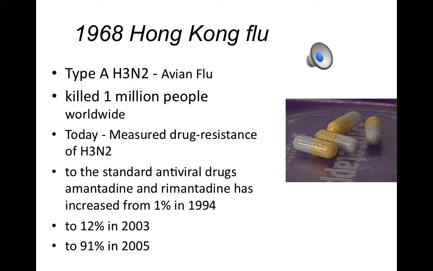And eventually we do start to see the use of antivirals in the 1990s. But in 1994, with antivirals used to treat various cases of influenza, we see only a 1% drug resistance among the different viruses that are causing influenza. By 2003, with increased use of the antivirals, we see an increase in drug resistance among samples taken. By 2005, virtually 91% of all of the samples taken and evaluated for drug resistance were in fact resistant to commonly used antiviral drugs such as amantadine and rimantadine.